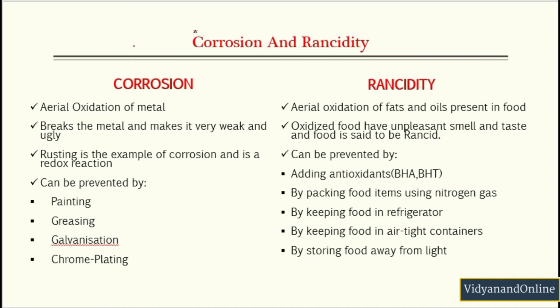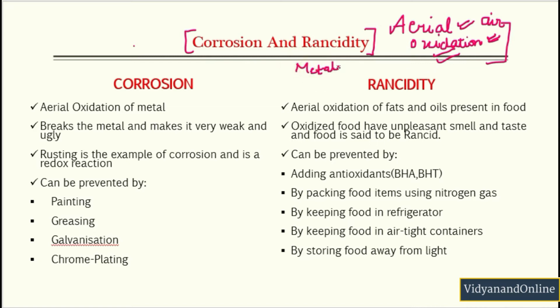Now, corrosion and rancidity. These are the effects of aerial oxidation. Now you must be wondering, what is aerial oxidation? What is the meaning of aerial? Aerial means related to air and oxidation means oxidizing the element. So aerial oxidation means oxidation caused by oxygen present in the air. Now, this aerial oxidation has damaging effects on metals and food.